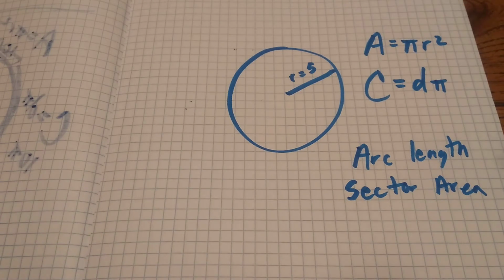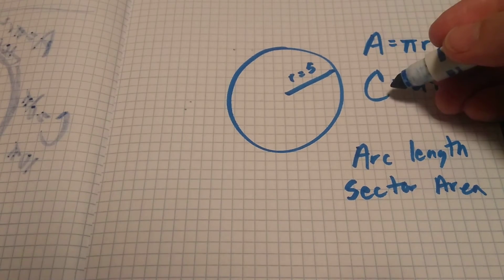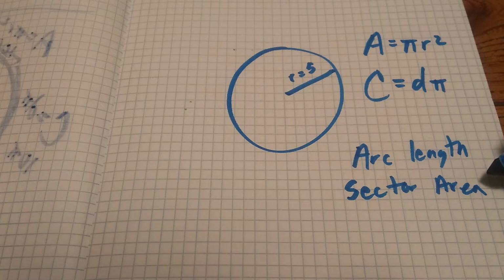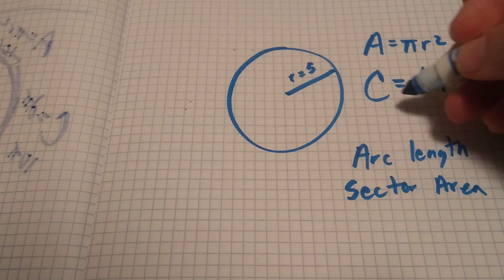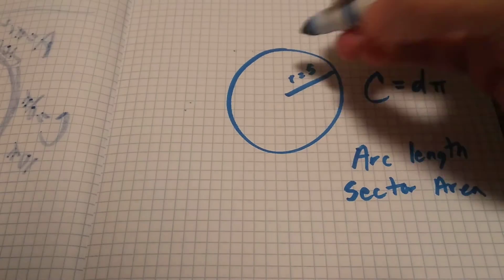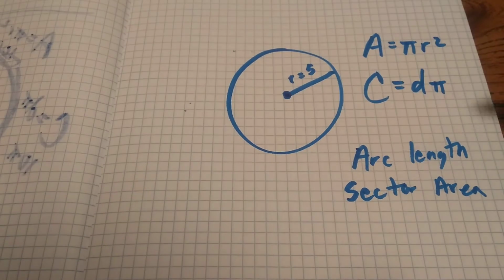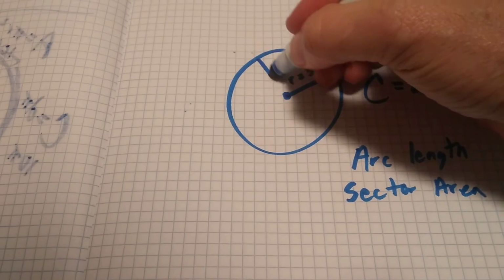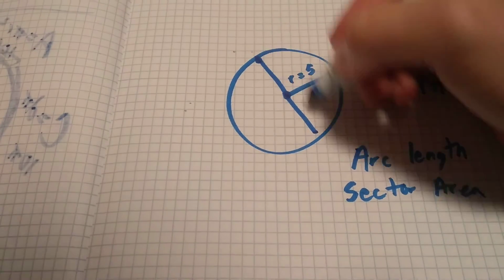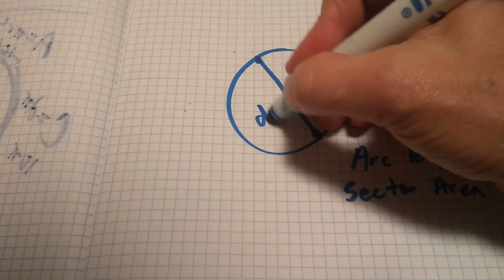All right, we're going to talk about circles. We're going to talk about area and circumference, and we're going to talk about arc length and sector area. So first of all, a circle, typically we talk about how big it is, either using its radius or its diameter. If its radius is 5, its diameter is the distance all the way across, or twice that amount. So in this case, it would be 10.